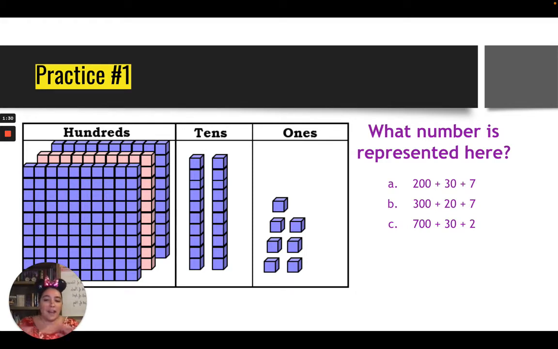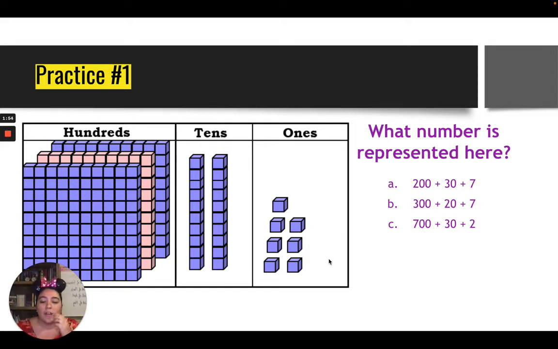All right, now that you have had a chance to work it out, we're going to reveal that answer. So when we're looking at our hundreds place value here, we have 1, 2, and 3 flats that I can see. So I know that's going to be 3 hundreds. I see 1, 2 tens rods, so I'm going to have 2 tens. And when I count up my ones, I have 1, 2, 3, 4, 5, 6, 7.